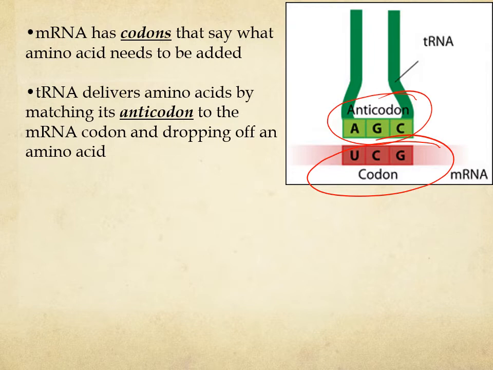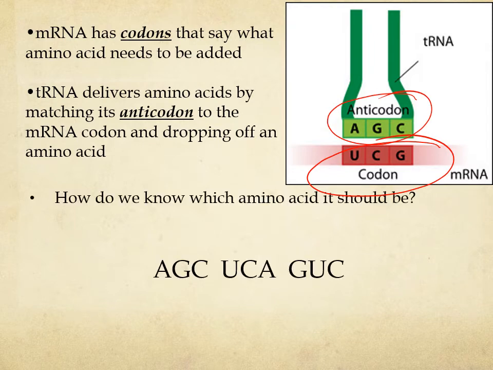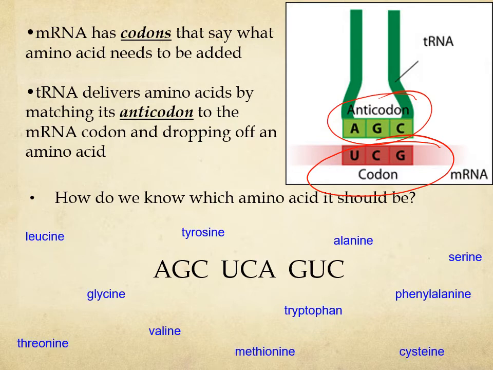So let's say a piece of mRNA has the sequence AGC UCA GUC. Now I see 9 letters here, so that's going to be 3 different codons. Each codon is going to code for 1 different amino acid. So this would be a 3 amino acid protein. But which amino acid? That's the question, right?